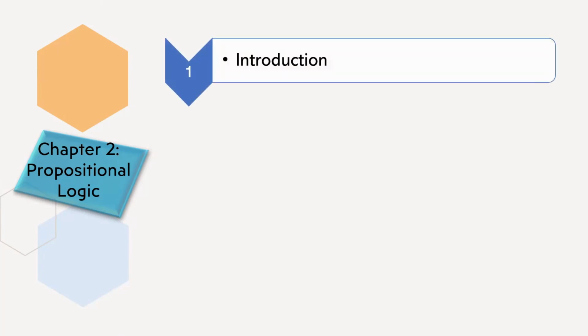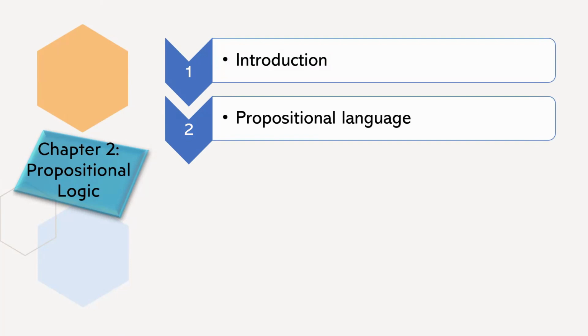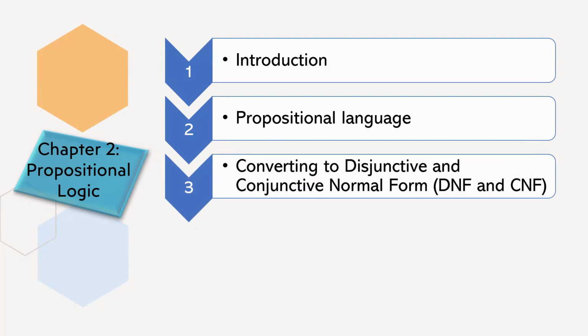We begin with an introduction to propositional logic, where we present the basic concepts that form the foundation for the rest of the chapter. Next, we study the language of propositional logic, including the basic symbols, logical connectives, and how to form well-structured propositions. These sections cover how to convert logical formulas into conjunctive normal form CNF and disjunctive normal form DNF. These normal forms are essential for simplifying formulas.